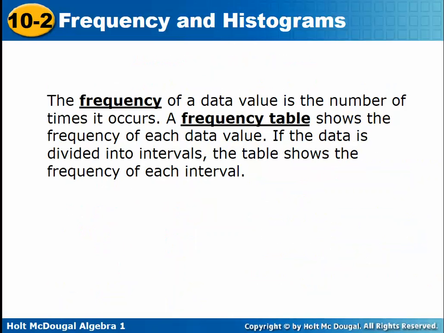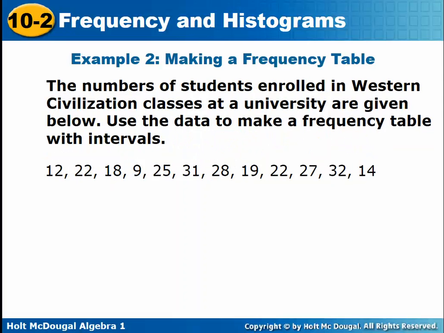Okay, next we're going to talk about frequency. The frequency of a data value is the number of times it occurs. So frequency is the number of times something occurs. A frequency table shows the frequency of each data value. So frequency tables are used quite a bit, and they're very important. If the data is divided into intervals, the table shows the frequency of each interval. So you can have frequency just by each number, or you can have frequency by an interval.